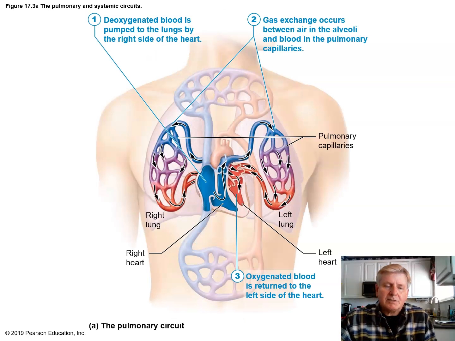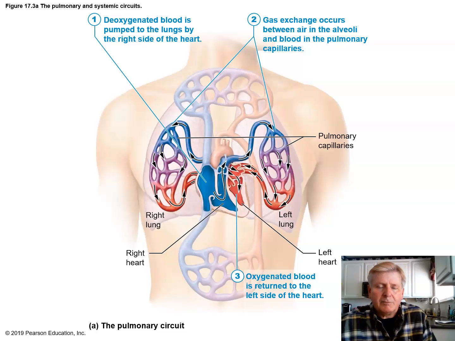Okay, so this basically outlines the flow of blood through both the pulmonary circuit and the systemic circuit. First, your deoxygenated blood is pumped to the lungs by the right side of the heart. Then you have gas exchange occurring between the air in the alveoli and the blood in the pulmonary capillaries. And then finally, the oxygenated blood is returned to the left side of the heart via the 4 pulmonary veins.